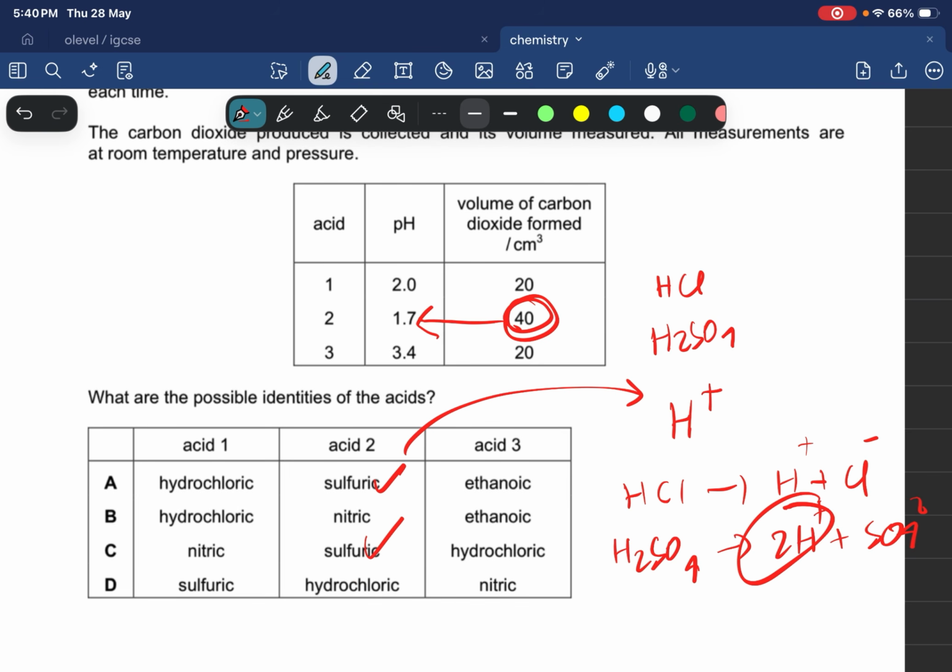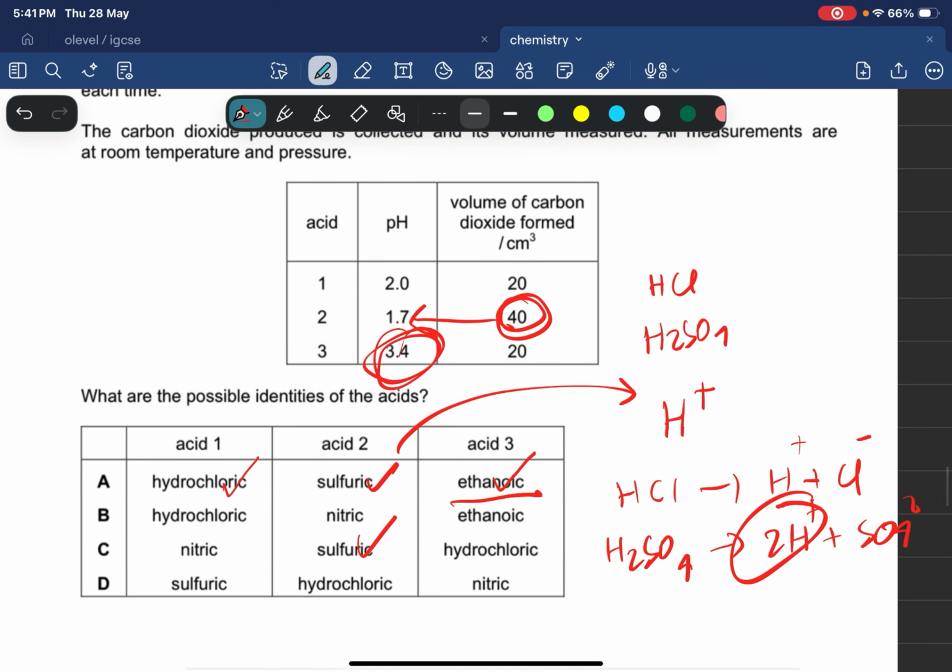Now we have to see what is HCl and what is nitric. I think personally HCl is a little stronger acid, so one is going to be HCl, and since we have ethanoic as well, then 1 is going to be HCl and 3 is going to be ethanoic, because it has a higher pH. A higher pH means it does not ionize that properly, and ethanoic is a weak acid, so it doesn't ionize. So option A.